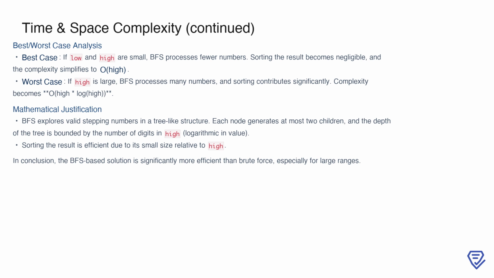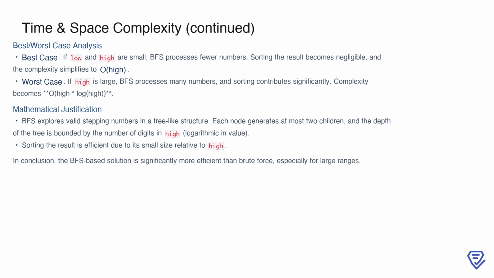Finally, let's analyze the best and worst case scenarios for our BFS approach. In the best case, when low and high are small, BFS processes fewer numbers, and the sorting step becomes negligible. The complexity in this case simplifies to O(high). In the worst case, where high is large, BFS processes a significant number of numbers, and the sorting step becomes more impactful, resulting in a complexity of O(high*log high).